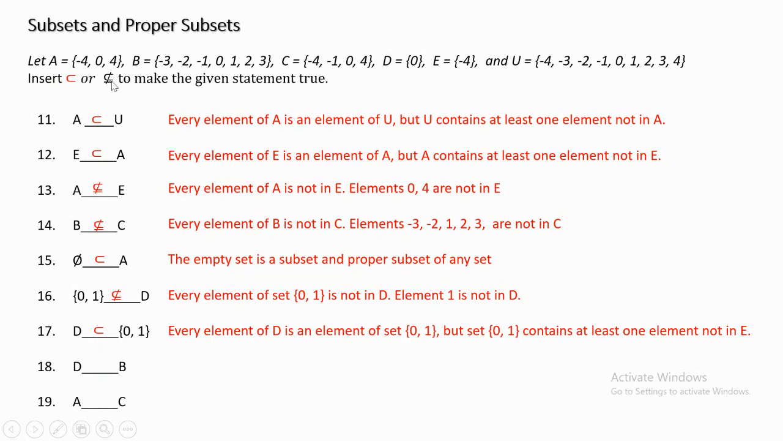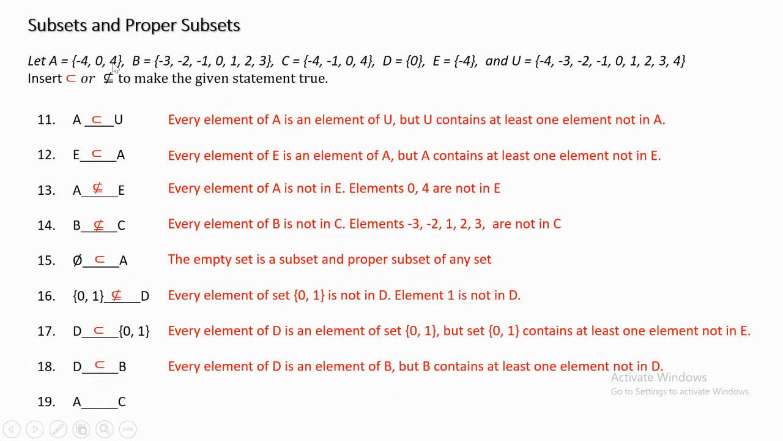So this will be a proper subset, right? Because every element in D is also in B, but B contains more elements that are not in D. You see, every element of D is an element of B, but B contains at least one element not in D. Now let's see between A and C.